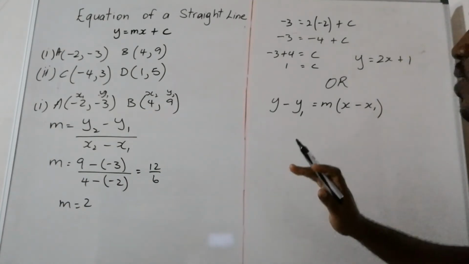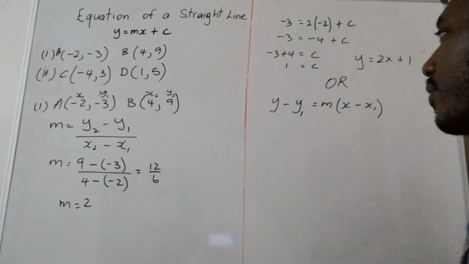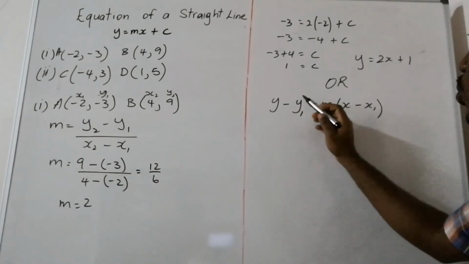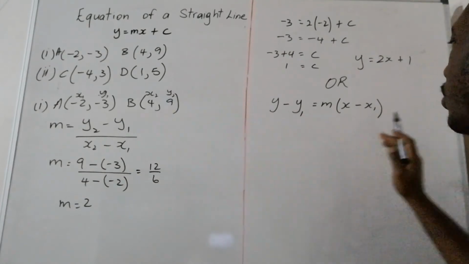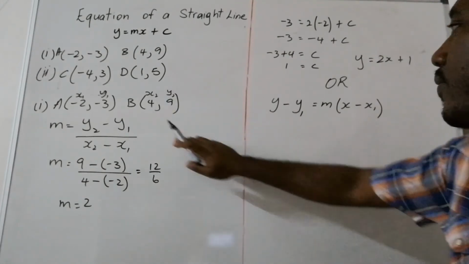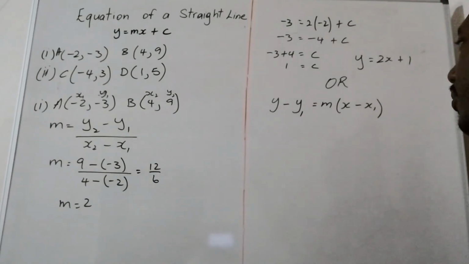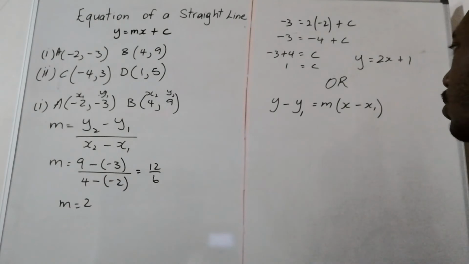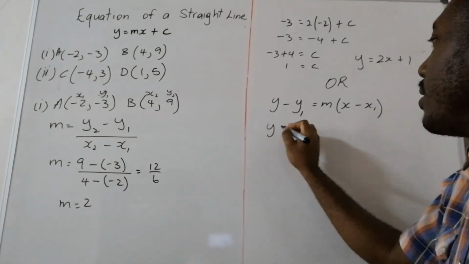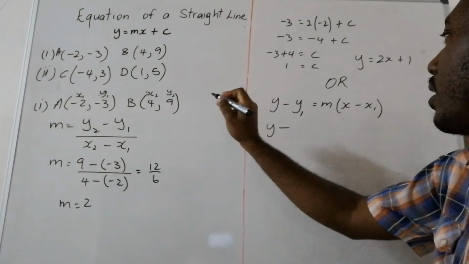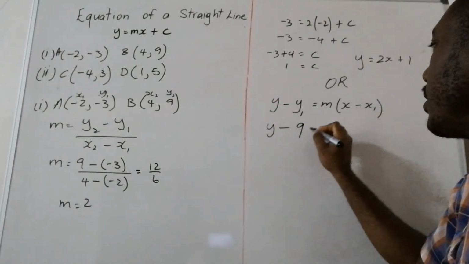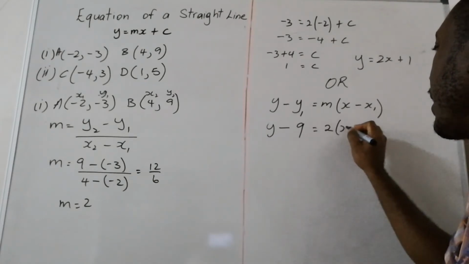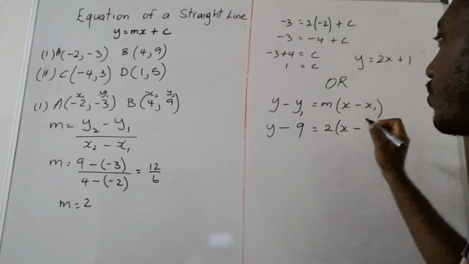So let us use in this case 4 and 9. So if we have it in this form, y1 will be the y value, x1 will be the x value, right? And we know our gradient, we found our gradient as being 2. So what we have, y minus 9 is equal to 2 times x minus 4.